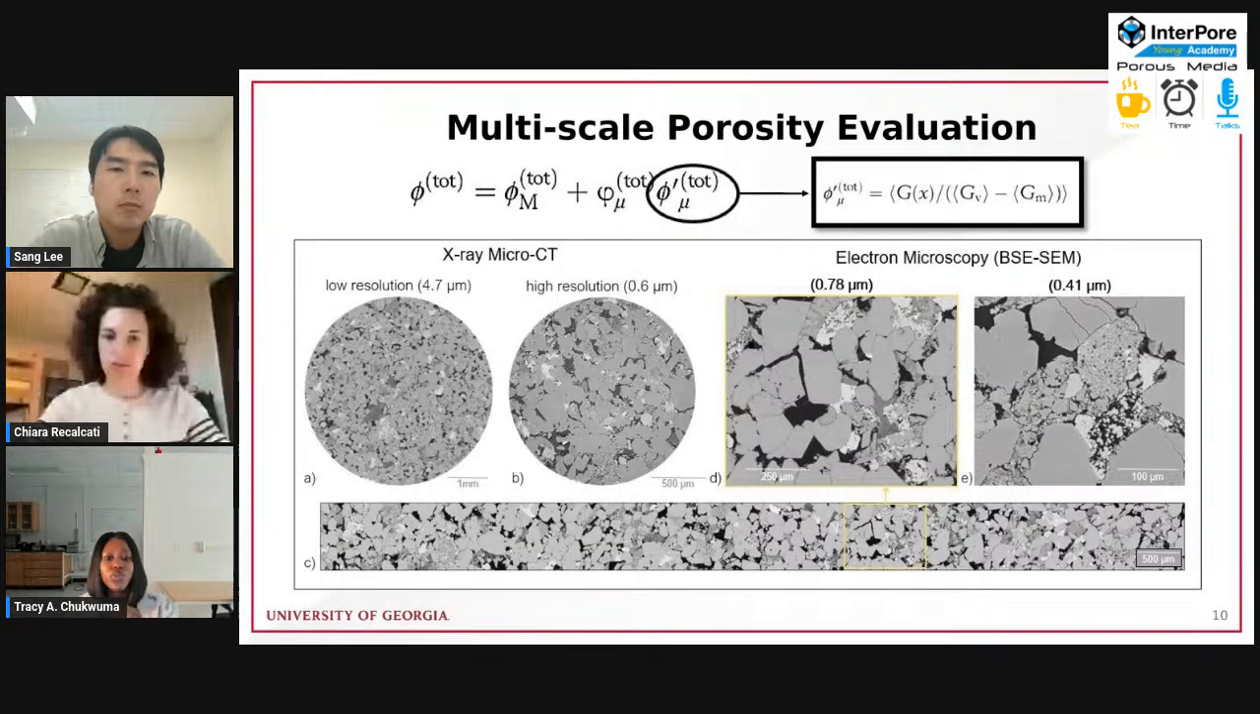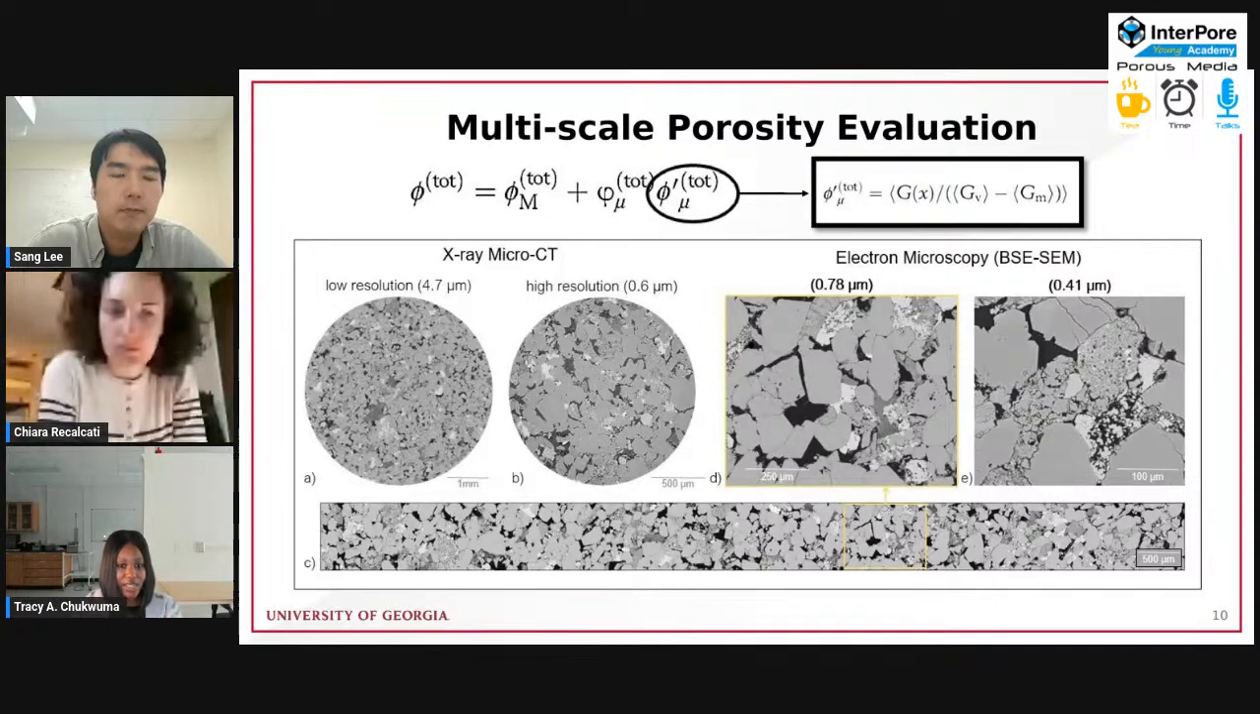So we were able to address that in multiple ways. First off, for the low resolution micro-CT, we call it low resolution now because we acquired higher resolution micro-CT at an imaging resolution of about 0.6 microns. And we did that here at UGA because we got new equipment, so we were able to.